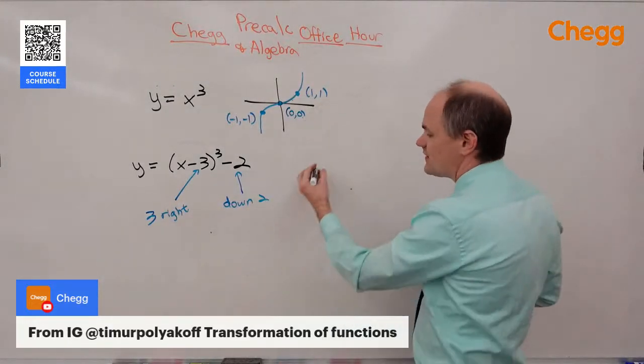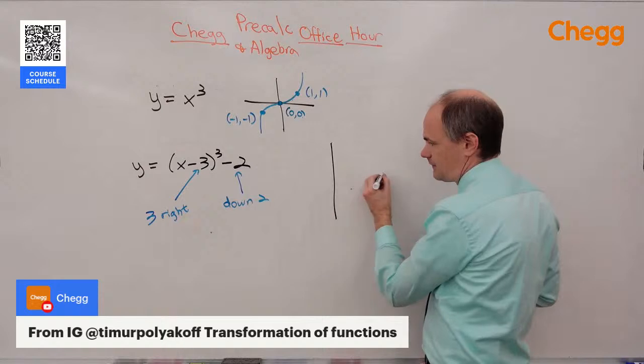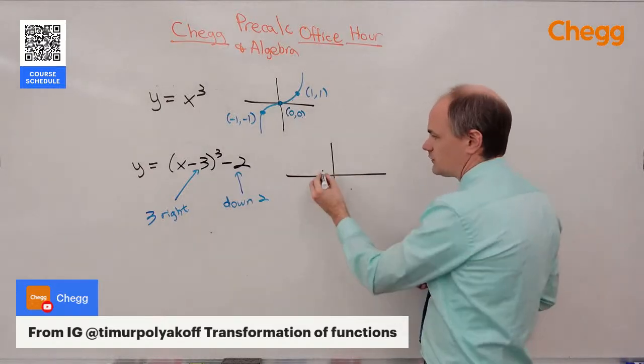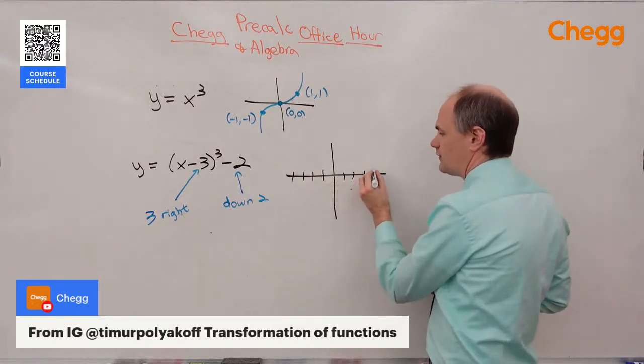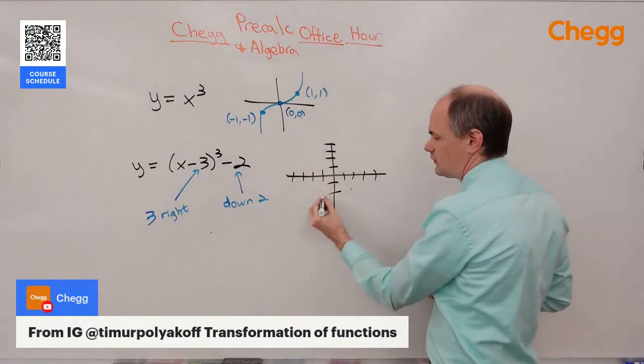So if I wanted to graph this function, it's 1, 2, 3, 4, counting out the grid.